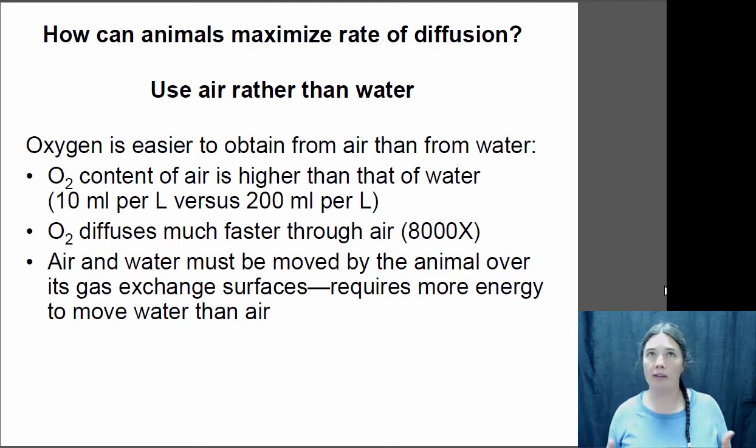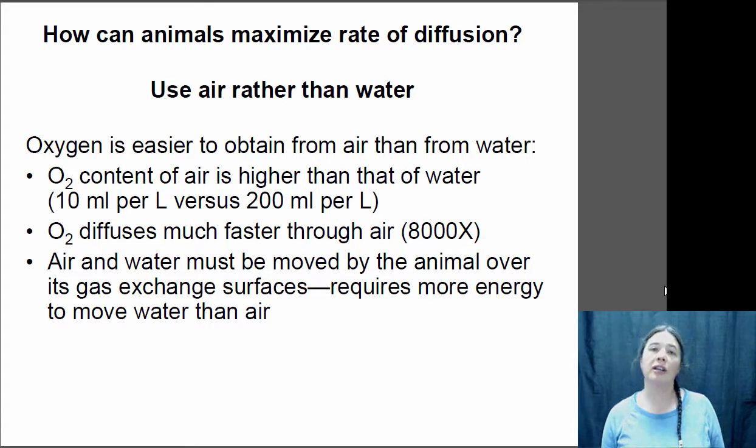There's a number of different ways that animals can maximize diffusion rate. One is if they are an air-breathing mammal versus a water-breathing mammal. Air has a lot more oxygen in it than water does. On this planet, air is about 20% oxygen, as I just said. In water, there's a much smaller amount. It's about 0.4% oxygen in the water. So there's really way less oxygen in water.